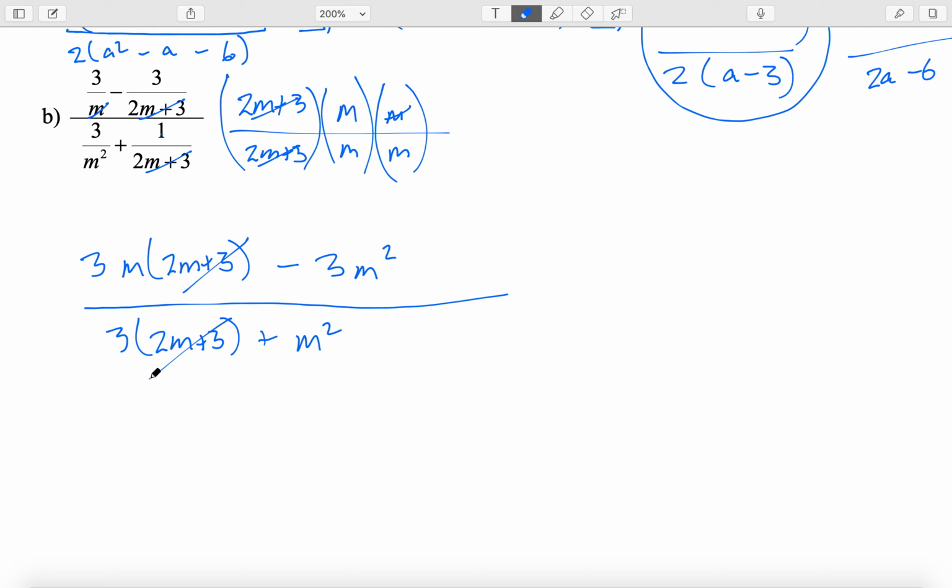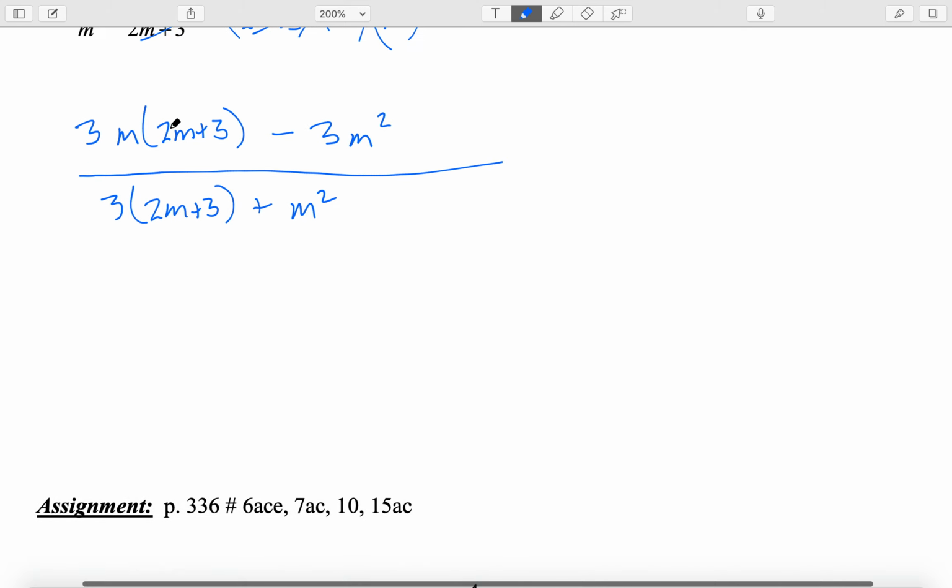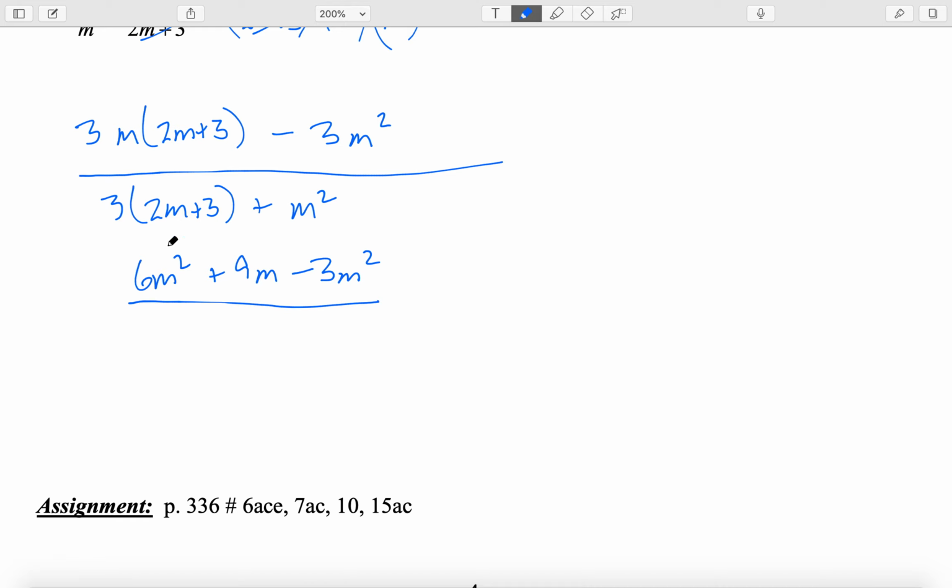Now, careful. Don't do this. They don't cancel. You can't cancel individually. No, no, no, no. I can't do that. Come back. Don't do that. What I can do is expand and put all this stuff together in the top and then factor it. Because you see, I've got a 6m squared there, and I got a 3m squared there. I know I can put this stuff together. So let's do that. Here we go. 6m squared plus 9m minus 3m squared. There's the top. The bottom is 6m plus 9 plus m squared.